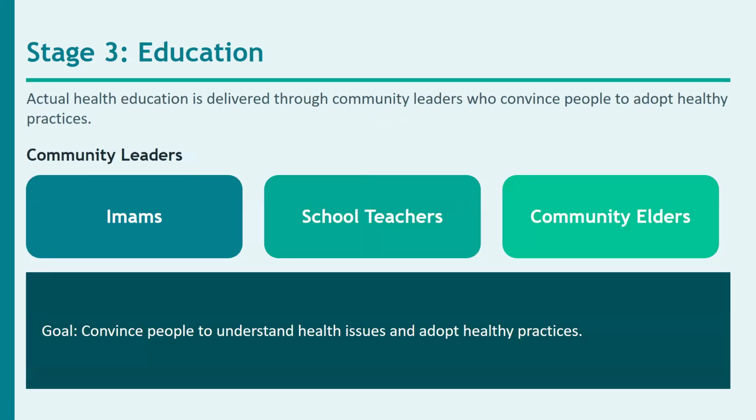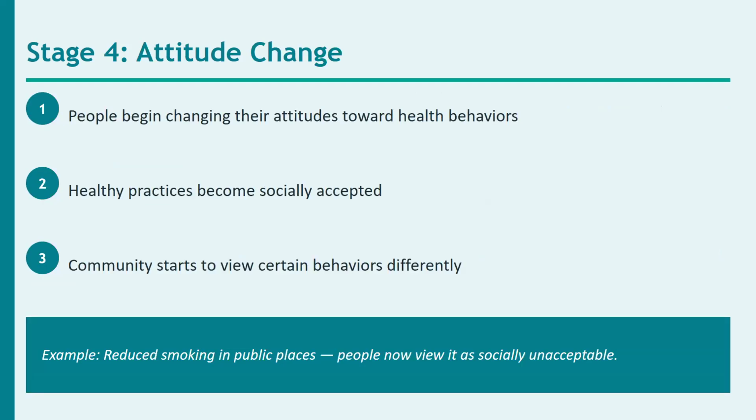Then comes the stage of education, where the actual health education is delivered through community leaders who convince people to adopt the healthy practices. The community leaders can be the imams of different masajids, the school teachers, community elders. The goal at this stage is to convince people to understand the health issues and adopt the healthy practices. At this stage, we approach basically those people who are still not sensitized to the issue and they are still practicing the same things.